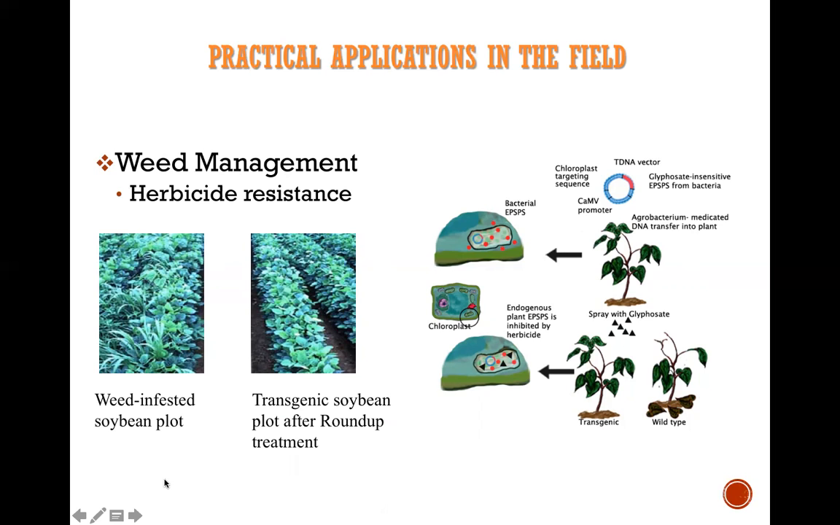Concerns with this method were that this could potentially produce super weeds, right? If you have weeds near the soybean fields or other fields that were transformed, perhaps there could be some of that DNA taken up by those weeds, and then they would be difficult to kill. In reality, that hasn't really come to pass, but there is a risk of resistance.